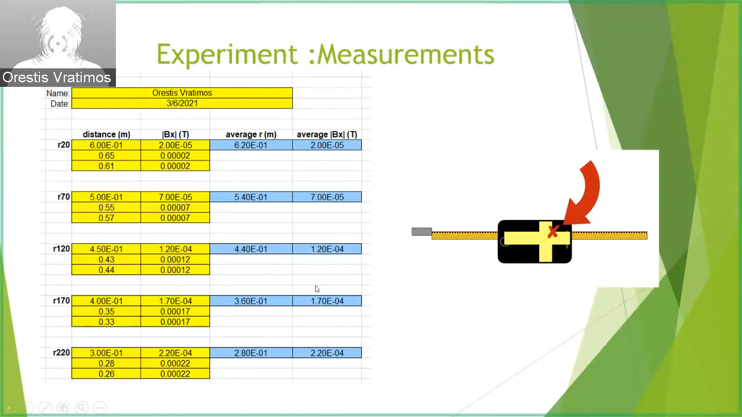Then for specific Bx measurements, 20, 70, 120, 170, and 220, we found the distance of the magnet from the magnetometer sensor. We got these results in yellow and the average on the right.